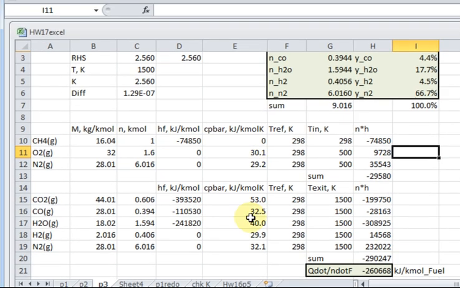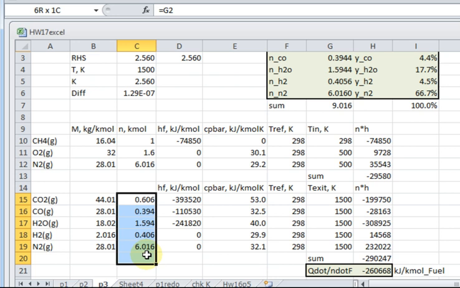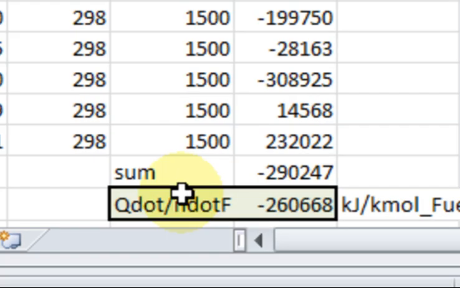And then down here, we do the same thing. You have carbon dioxide, carbon monoxide. You use those coefficients that came from the equilibrium equation. And then you have to get those specific heats, and you evaluate those specific heats at about 900 Kelvin. Do the sum over the products minus the sum over the reactants, and then Q dot over N dot fuel is around 260,700 kilojoules per kilomole of fuel.